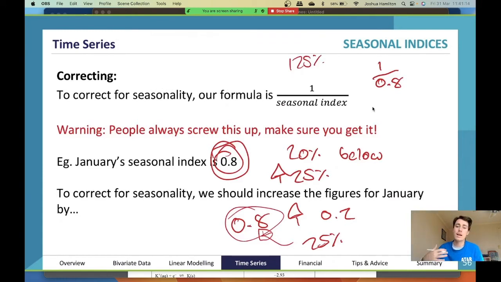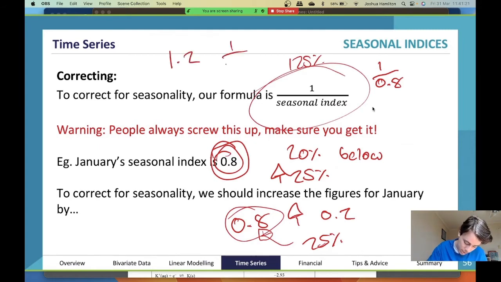So that's where these questions are a little bit difficult. You just need to do this. Now, what if I was at like 1.2? Well, then you go 1 divided by 1.2. I get an answer of 0.83. So therefore, I need to reduce my sales by 17% to get back to seasonal, to correct for seasonality. I need to reduce by 17%. So hopefully that makes sense how that works, because that's quite difficult.